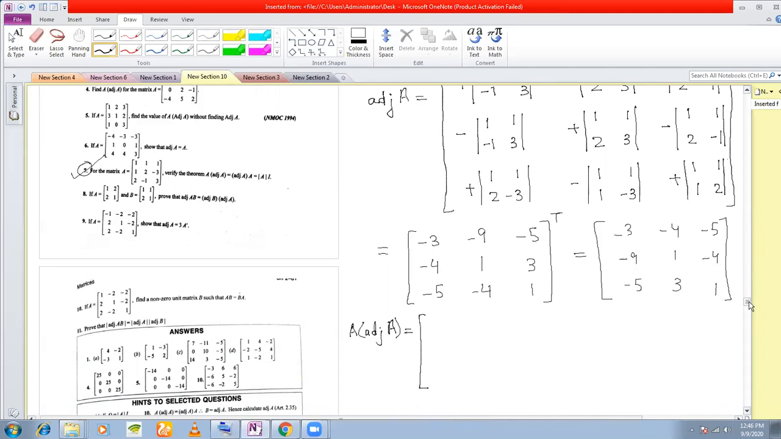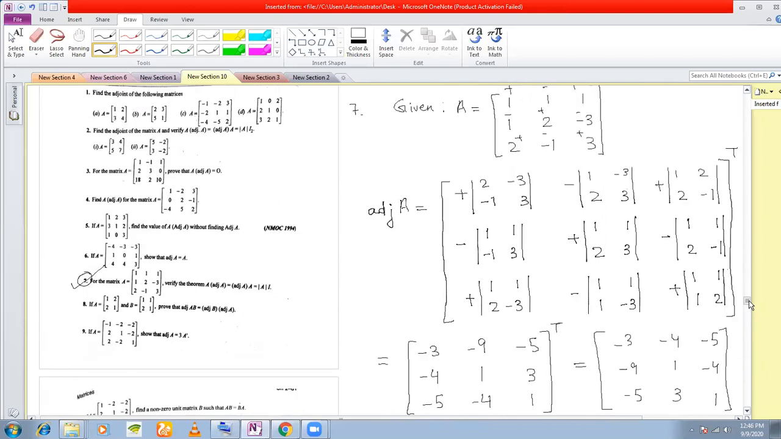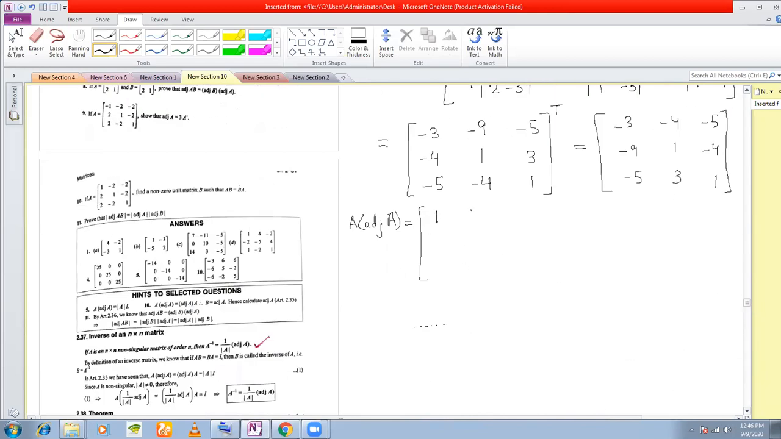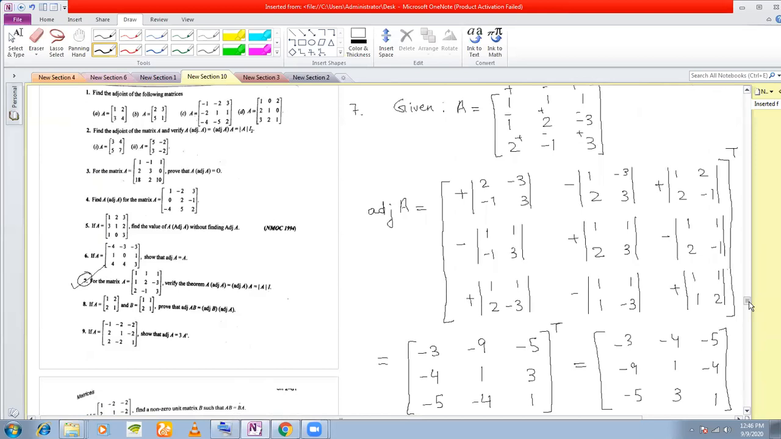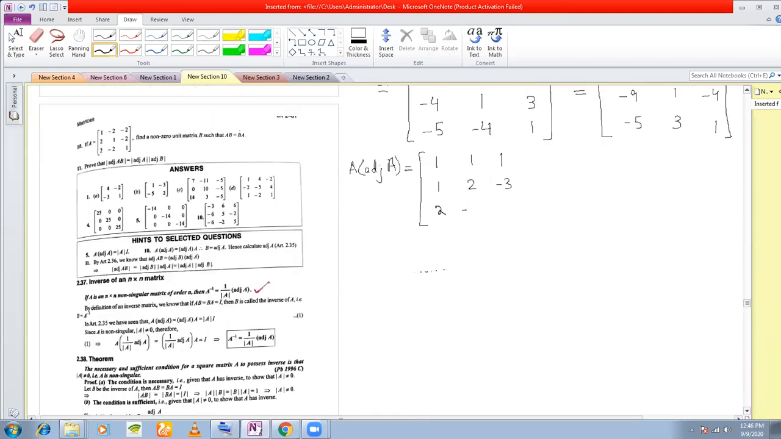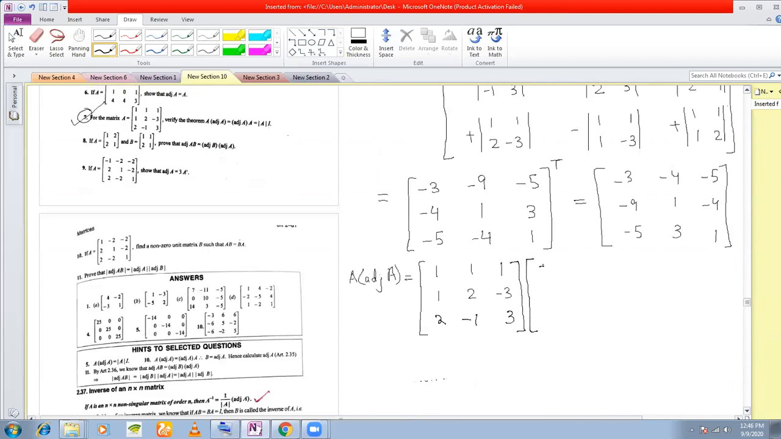See what is A into adjoint of A? A here is [1, 1, 1; 1, 2, minus 3; 2, minus 1, 3]. And the adjoint that we have found out here is [minus 3, minus 4, minus 5; minus 9, 1, minus 4; minus 5, 3, 1]. So multiply these two.